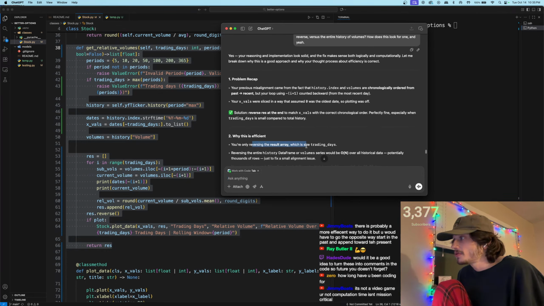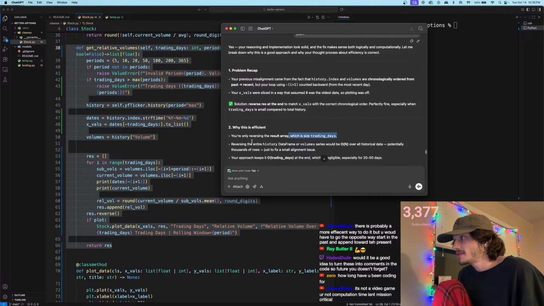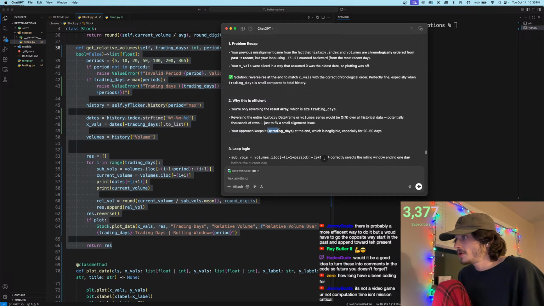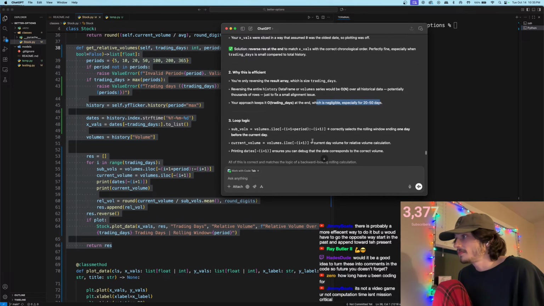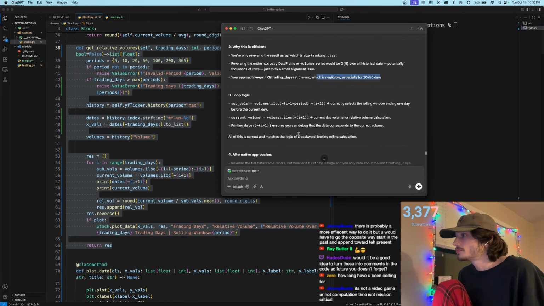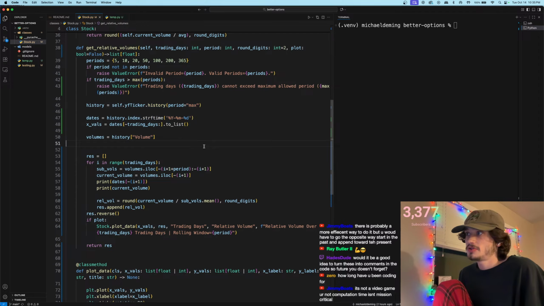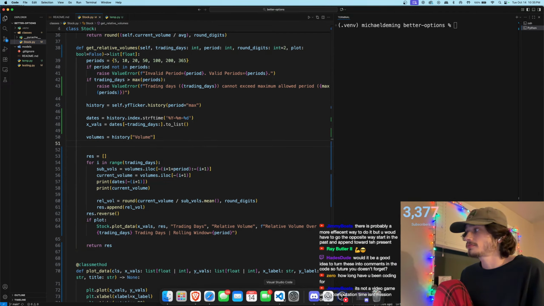You're only reversing the result array, which is the size of the trading days. Reversing the entire history or volume series would be O of n for all of the historical data, potentially thousands of rows, just to fix a small alignment issue. Your approach keeps it O of trading days at the end, which is negligible, especially for 20 to 50 days. Reversing the full data frame works, but is heavier if history is huge and you only care about the last trading days. A vectorized approach with rolling means is better for performance. So we could refactor this into using the rolling approach.